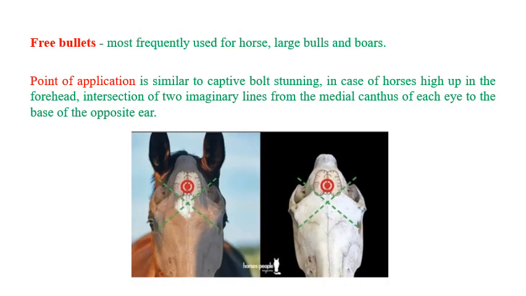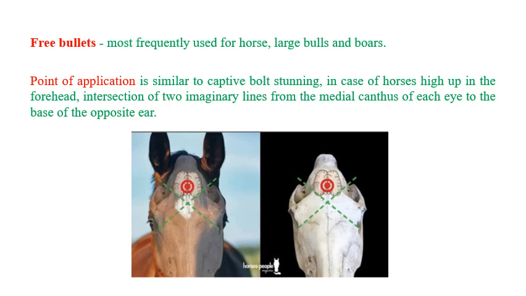Here is the third variety of mechanical device, which is free bullets, most frequently used for horses, large bulls or boars, but generally it is not used for stunning in case of slaughter. Rather it is sometimes used for killing for the purpose of euthanasia. Here the point of application is similar to captive bolt pistol stunning.